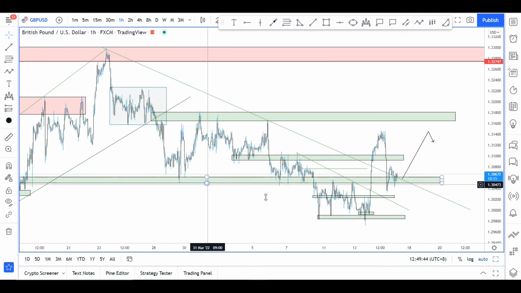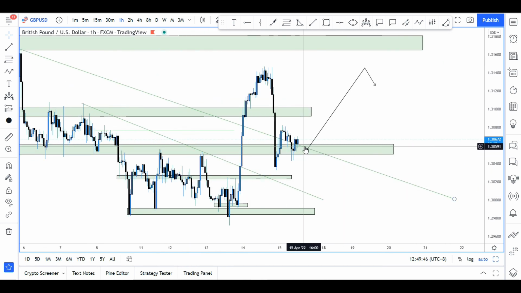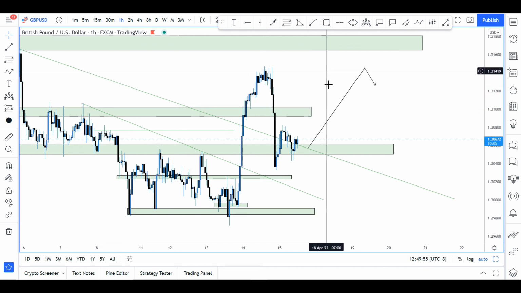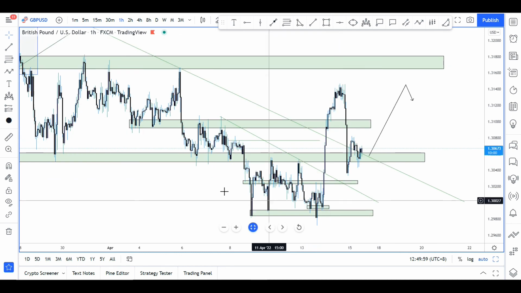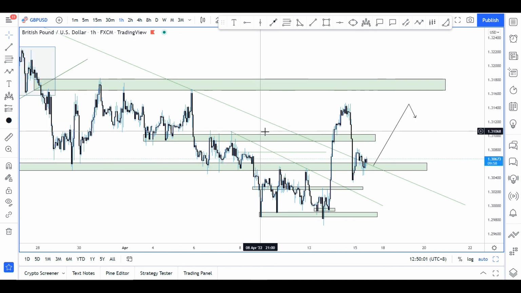Otherwise, my best bet is to actually buy the cable, buy cable all the way to first TP at 131 and second TP at 131.40, and my stop loss just at 130.40.